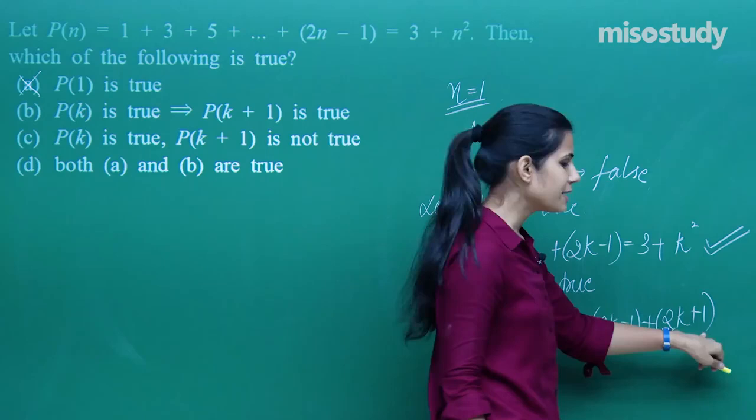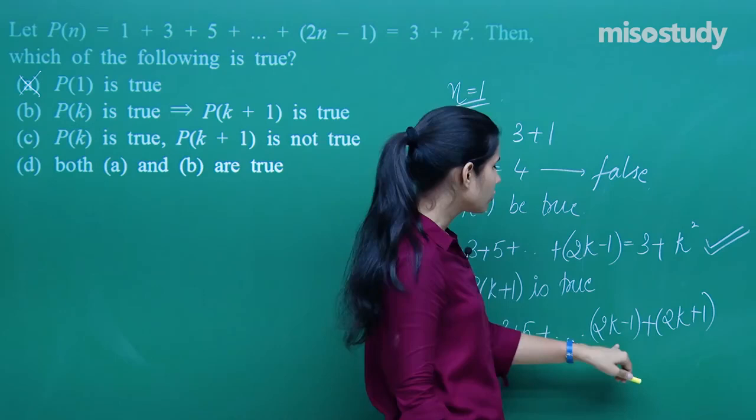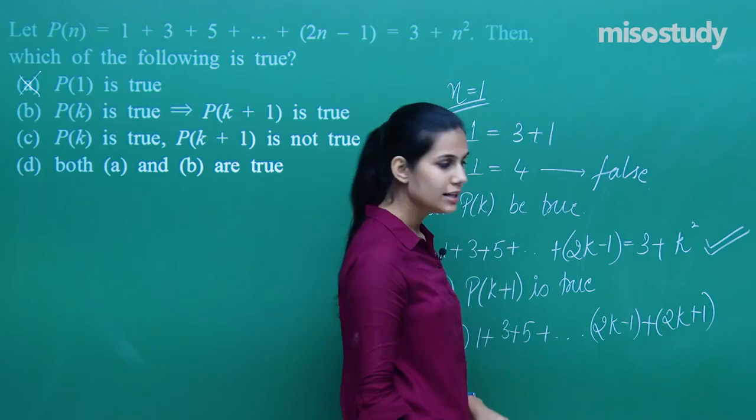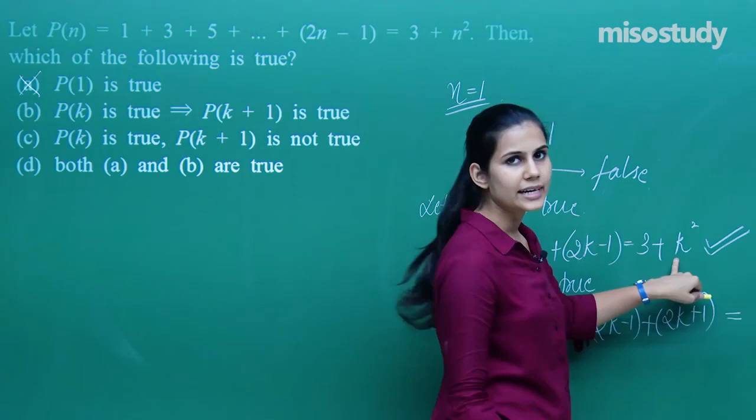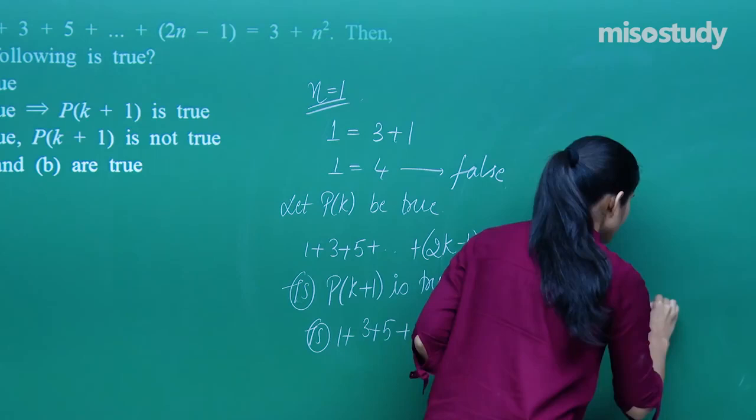Before plugging in k plus 1, you will plug in k. When you plug in k, you get 2k minus 1 before it. So this is the expression you get on the left hand side when you replace k by k plus 1. This expression should come out to be the exact same expression which is obtained when on the right hand side you replace k by k plus 1, which is 3 plus k plus 1 square. I need to show this.